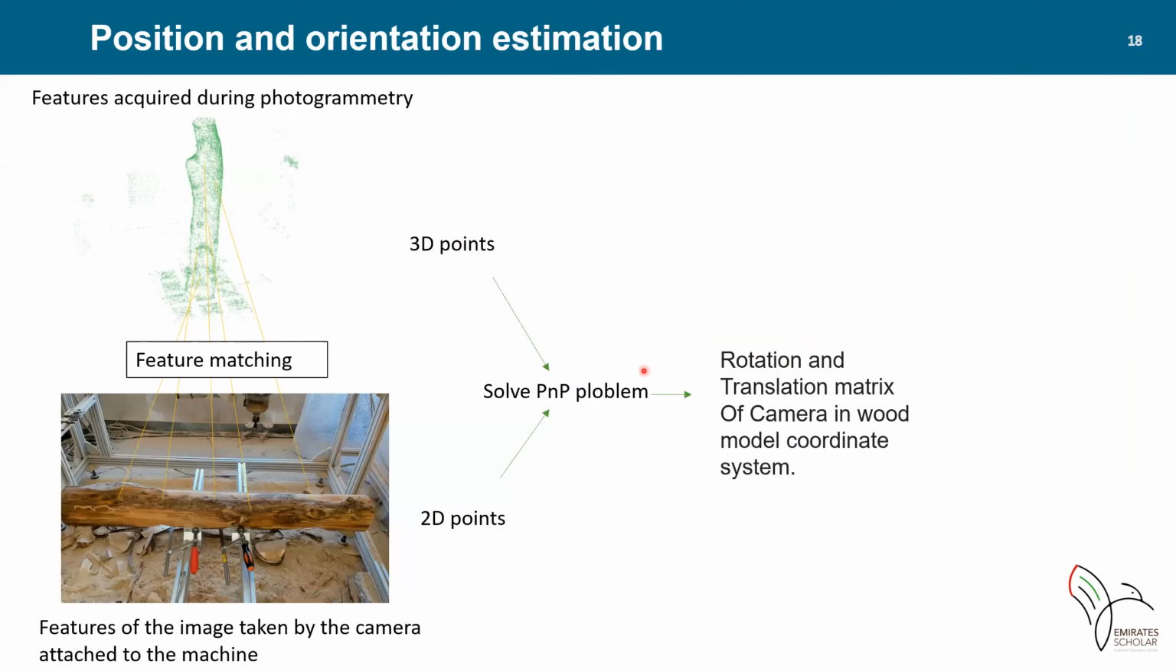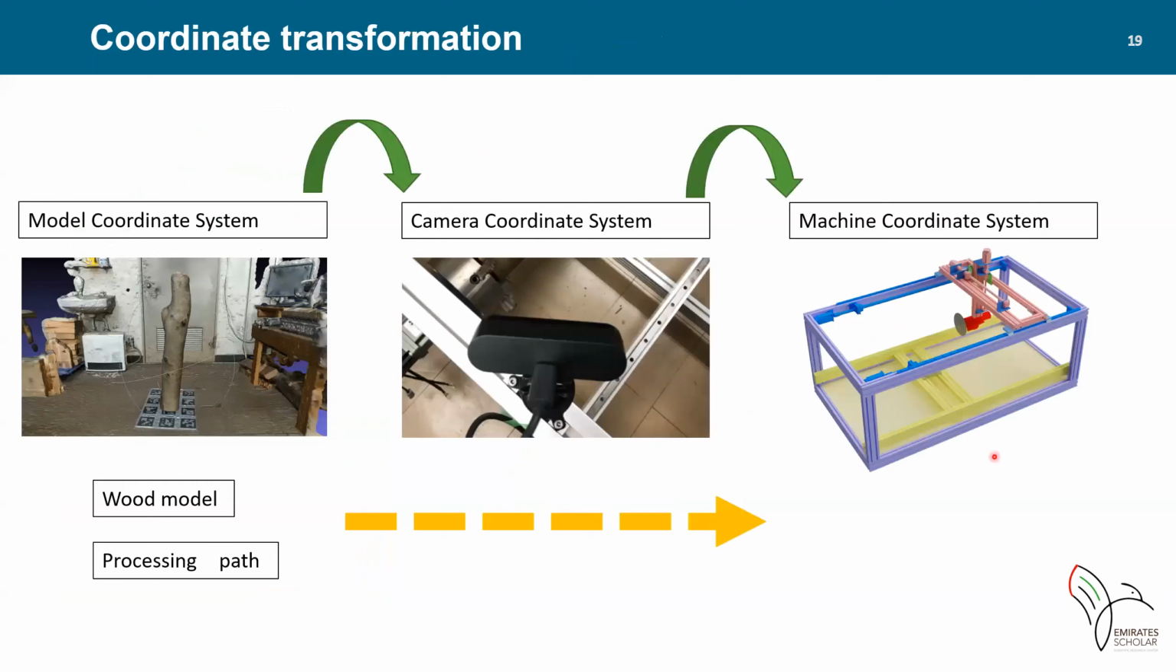The camera captures a fixed log. We acquired image features from the image. By matching these features with photogrammetric features and solving the PnP problem at the corresponding points, we can obtain the camera coordinates in the shape data coordinate system. Now we can go from the model coordinate system to the camera coordinate system, and from the camera coordinate system to the machine coordinate system. This is used to convert the model and process path to the machine coordinate system.